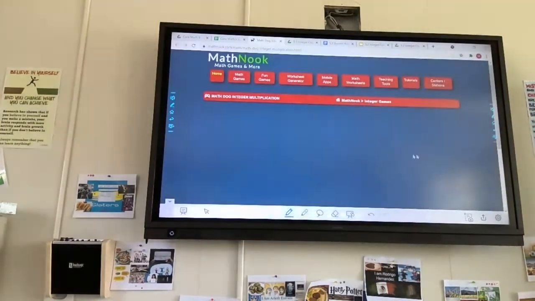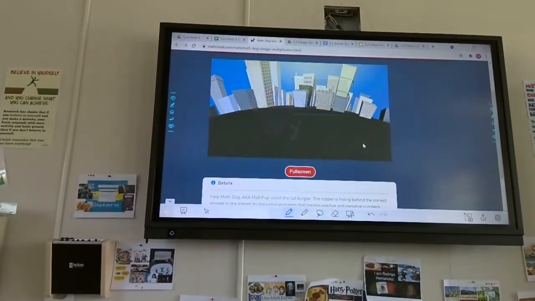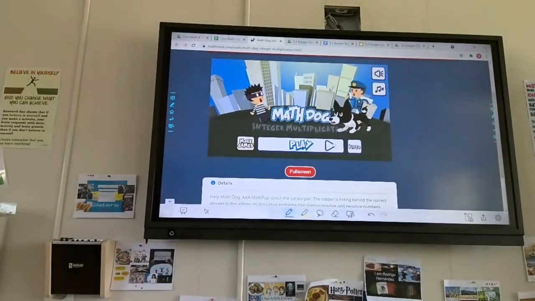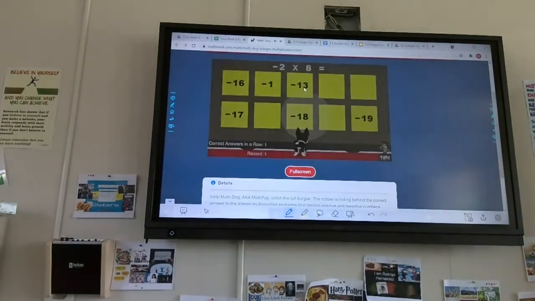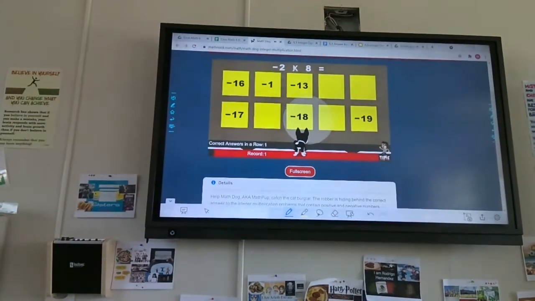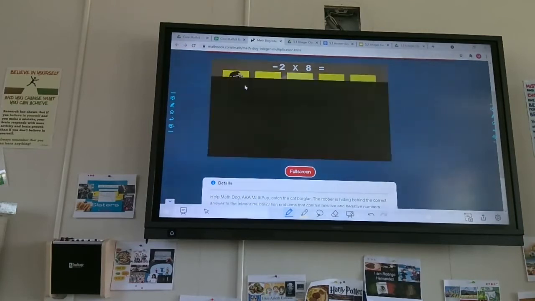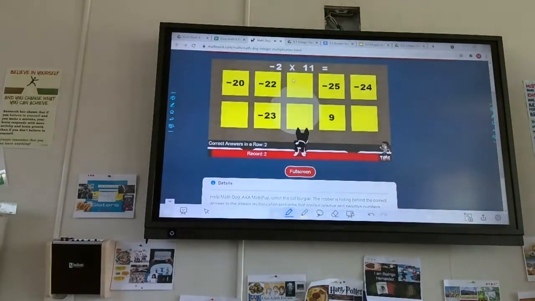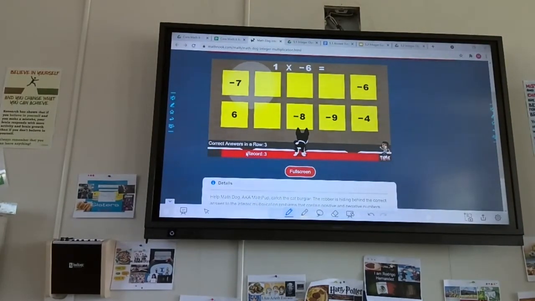So we'll click on Math Dog first. In Math Dog, you want to click play, click expert, so click on the red, then time attack. Negative 1 times negative 4. When you get it right, it barks. Okay, negative 2 times 8, what is that, class? Negative 16. Okay, next one. Negative 22. You guys see a timer? It goes faster and faster each time you answer.